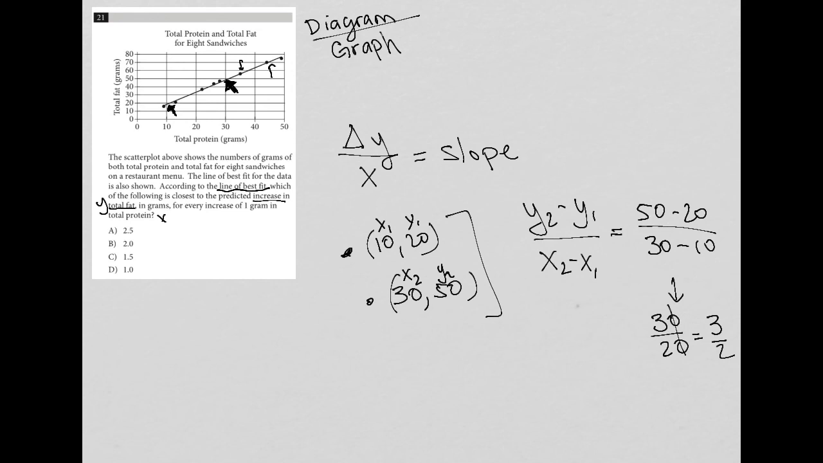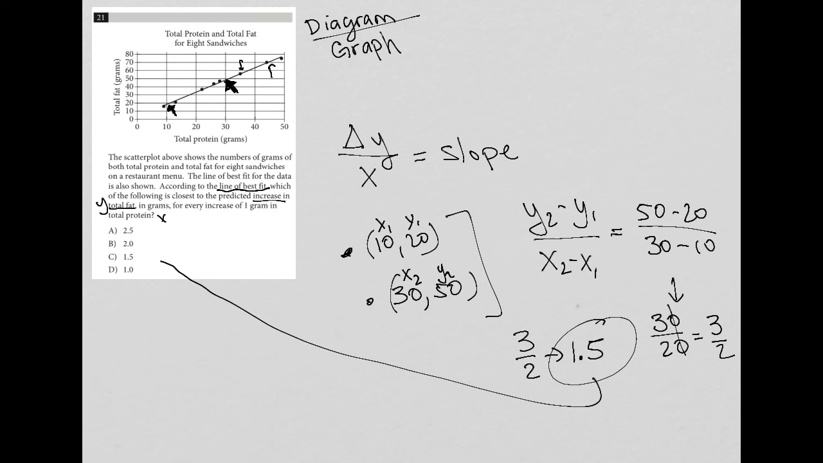I see that all of my answer choices are decimals. So 3 halves as a decimal is equal to 1.5. If you did not know that, remember this is the calculator section, so you can definitely just throw that into your calculator and see that that's 1.5. I see that 1.5 is an answer here. There's nothing else even remotely close to 1.5 there. So for sure, choice C is the best answer.